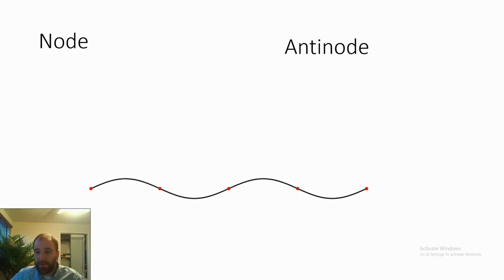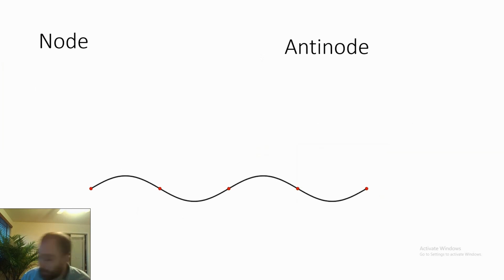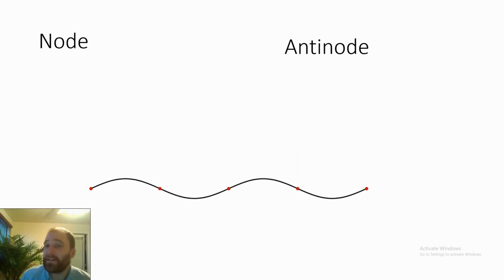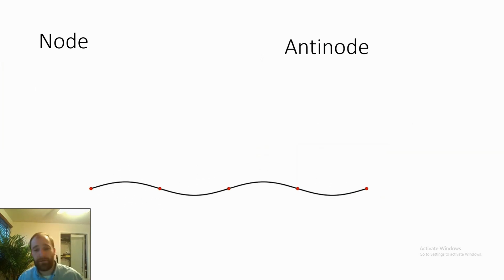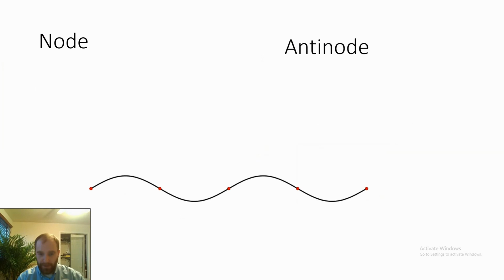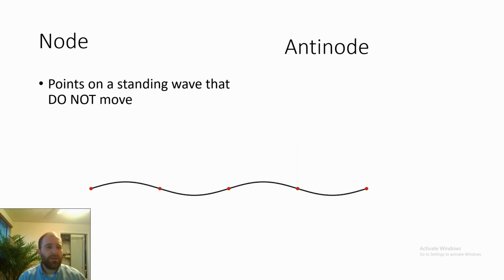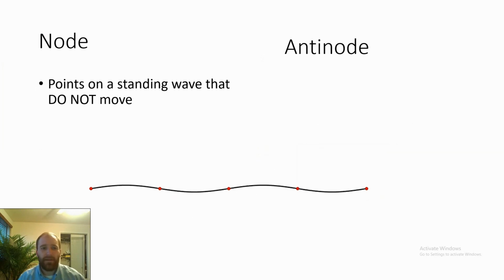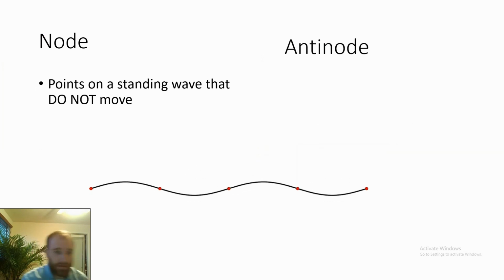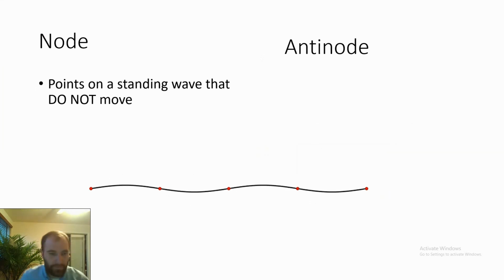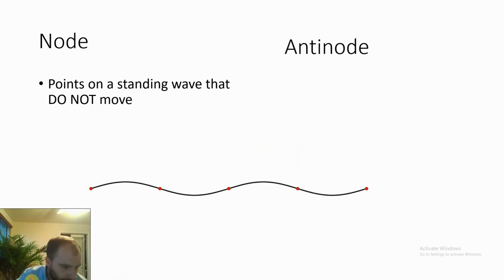And so, on a standing wave, what you need to be able to identify are a couple of different points on that standing wave called nodes and antinodes. So again, we're going back to our simpler standing wave before we worried about the two things that created it. A node is the point on the standing wave that does not move. Here, our nodes are these red marked spots.